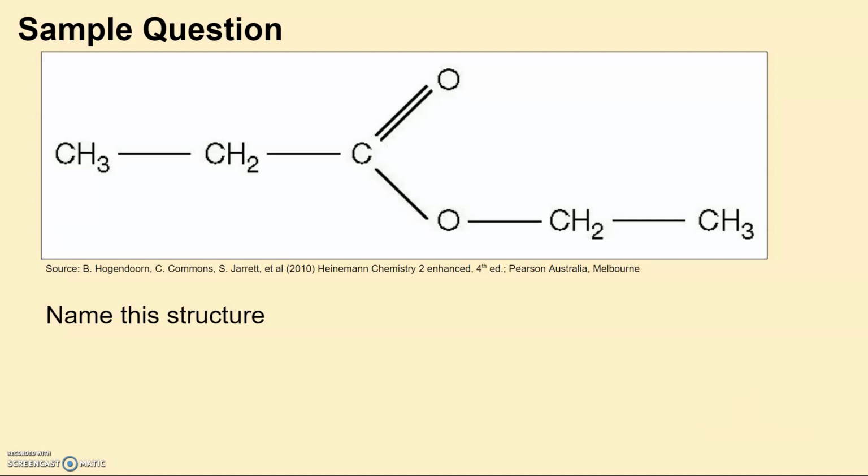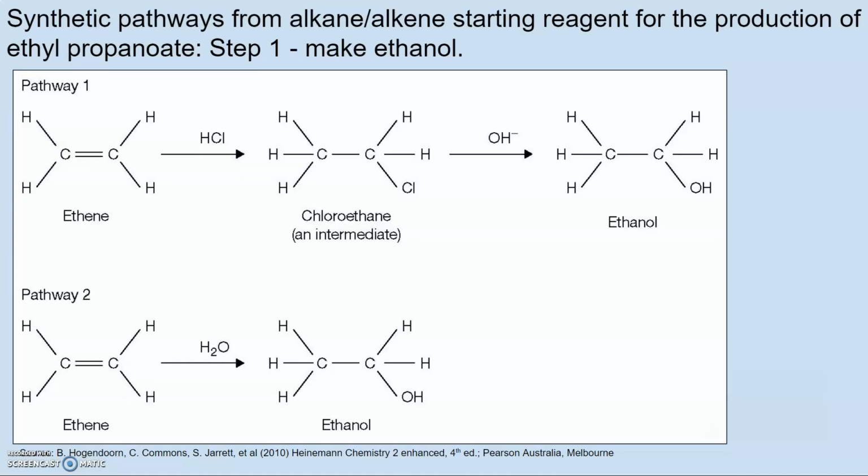Name that structure. What do you reckon? Should take you probably 10 seconds. Ethyl propanoate is correct. Here we go. All right. Synthetic pathways from alkane or alkene starting reagent for the production of ethyl propanoate.